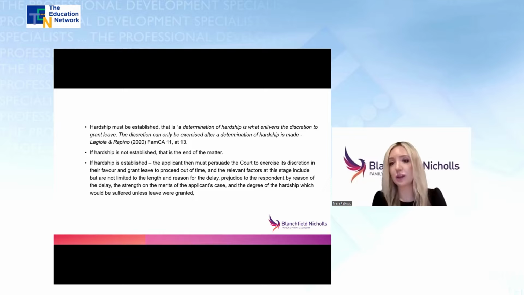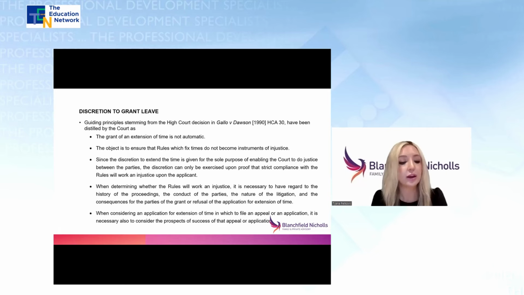And if hardship is established, the applicant must still then persuade the court that discretion should be exercised in their favour and they should be permitted to proceed out of time. His Honour Justice McHugh, in the High Court decision in Gallo and Dawson, held that the discretion to extend time is given for the sole purpose of enabling the court to do justice between the parties.